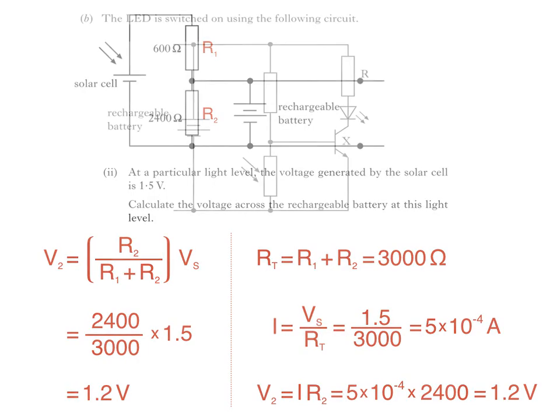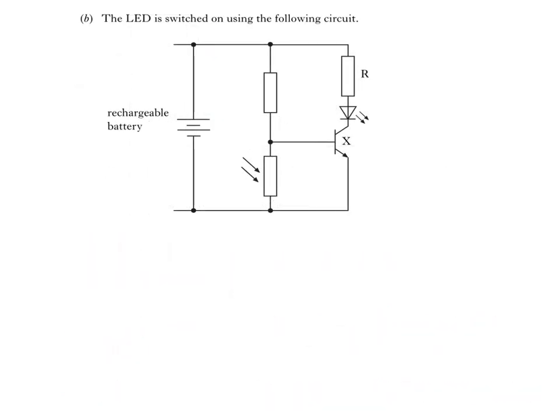Here's part B of the question. The LED is switched on using the following circuit. We're then asked to name component X. Now, there's a clue in the title of this video because component X is an NPN transistor. We would also be allowed to just write transistor here.